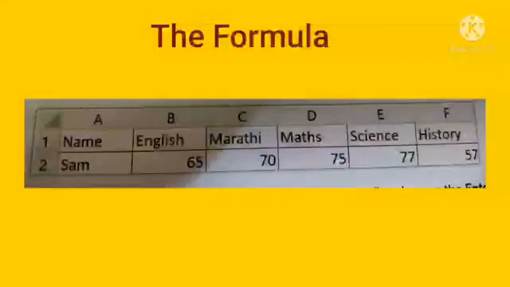Now students, I give you a second example. Suppose you have been asked to calculate the total marks scored by a classmate. Enter number 65 in B2 cell. Enter 70 in C2 cell. Enter number 75 in D2 cell. Enter number 77 in E2 cell and enter number 57 in F2 cell.